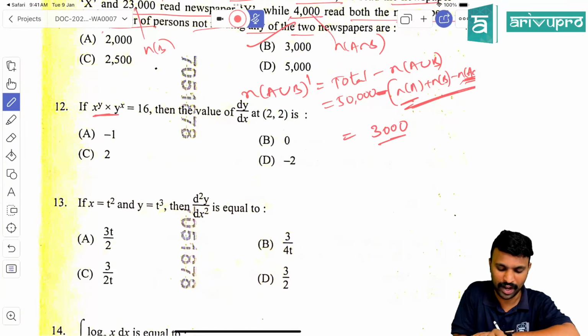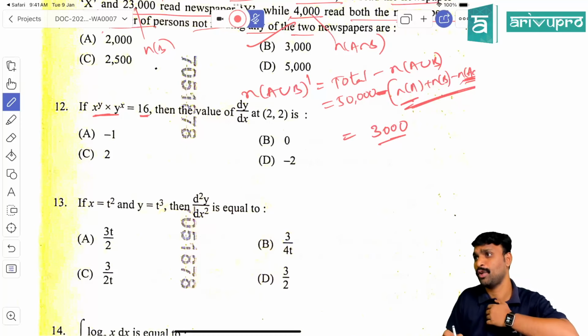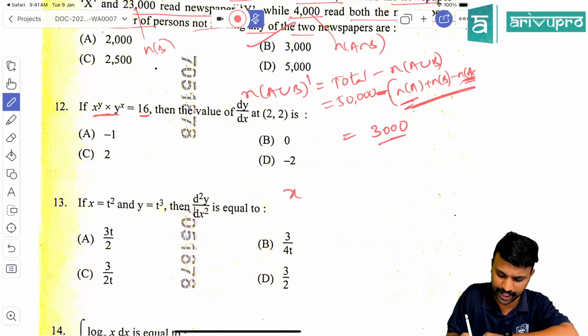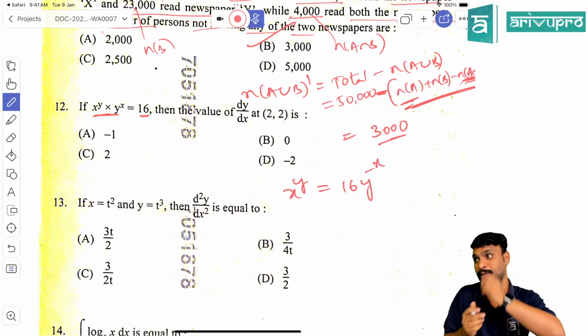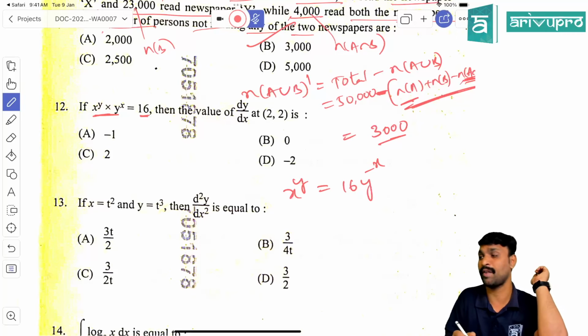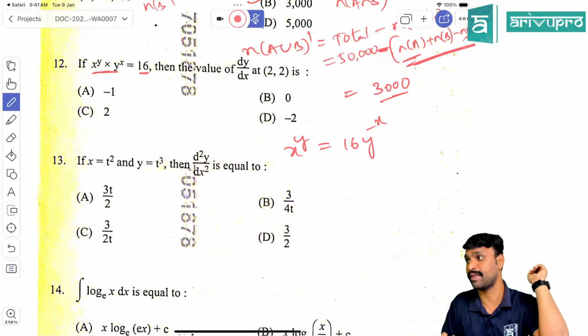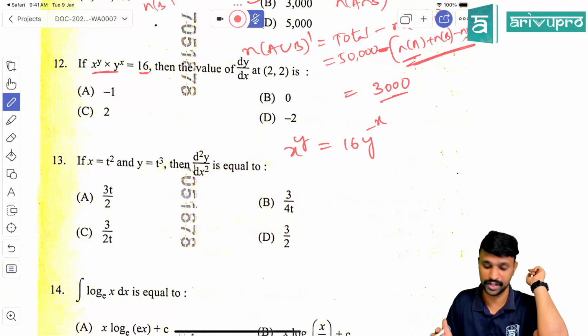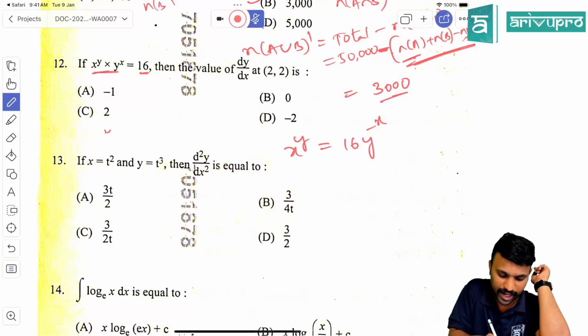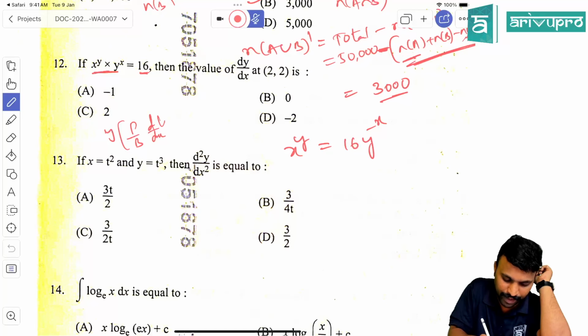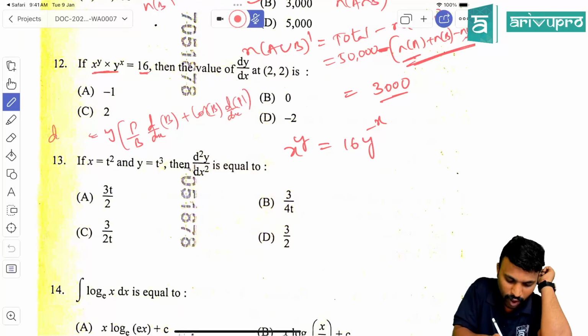X power y into y power x is equal to 16. Guys, if you see, both base and the power are variables. First of all, you segregate this. X power y is equal to 16 into y power minus x. Can I write so? Both the sides, base and the power both are variables. You can apply logarithmic differentiation. I have given you the shortcut for logarithmic differentiation. It is y into power by base into d by dx of base plus log of base into d by dx of the power. This is a shortcut I have given for logarithmic differentiation.